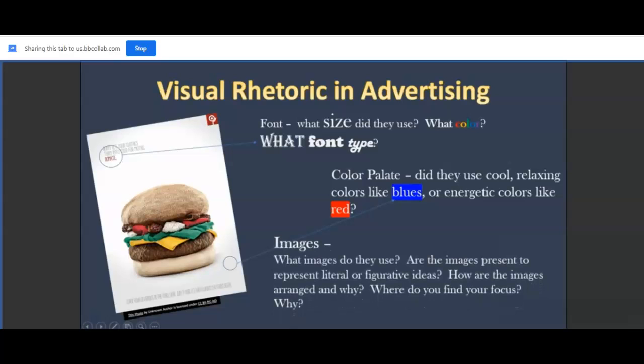Images. What images do they use? Are the images present to represent literal or figurative ideas? How are the images arranged and why? Where do you find your focus and why? In this advertisement, we can see a very convincing cheeseburger, but on closer inspection, we notice that it is made of clothes and is therefore a symbolic representation of the message of what could happen to our food or clothes if we do not donate them. It turns into food for moms.